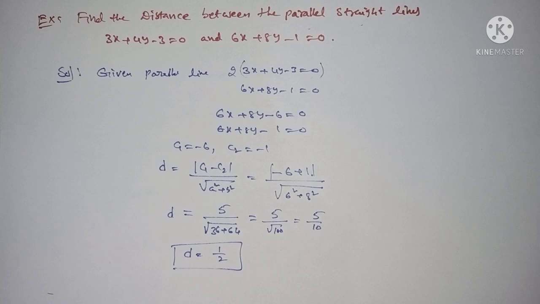What we discussed in this class: the angle between two lines, cos theta and tan theta, and perpendicular distance and parallel line distance. This is the end of the class. Thank you.